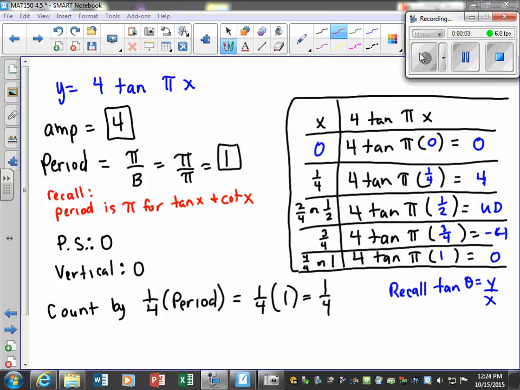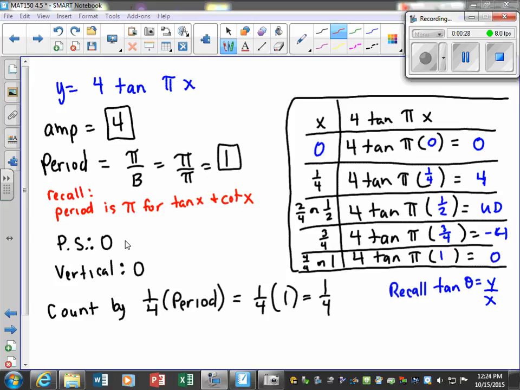Okay, just a real quick version of this. We didn't get to finish this, but it's a similar idea. Basically, I'm given this to graph. Amplitude is 4. Period is pi. I want you to make sure you know that the period, recall that period for tangent and cotangent are going to be pi. So make sure you remember that. Our period in this particular case is 1.